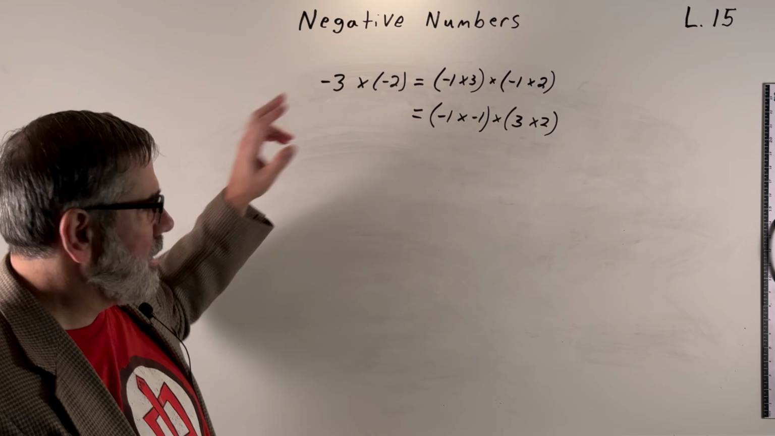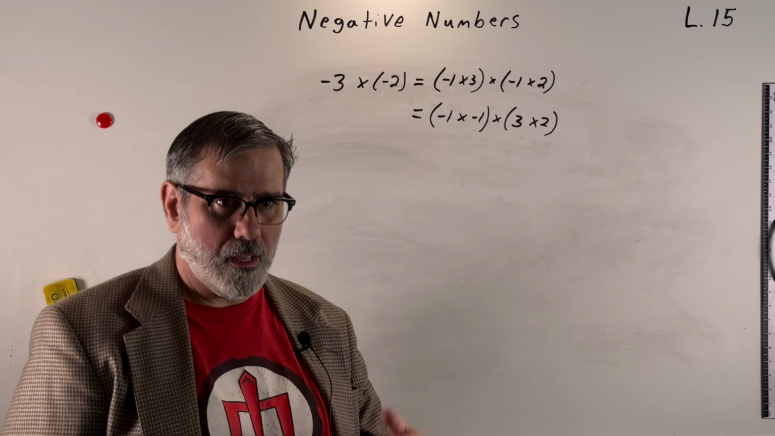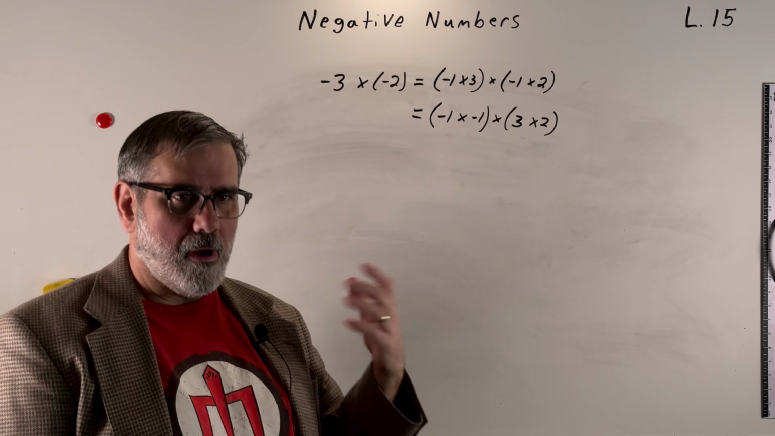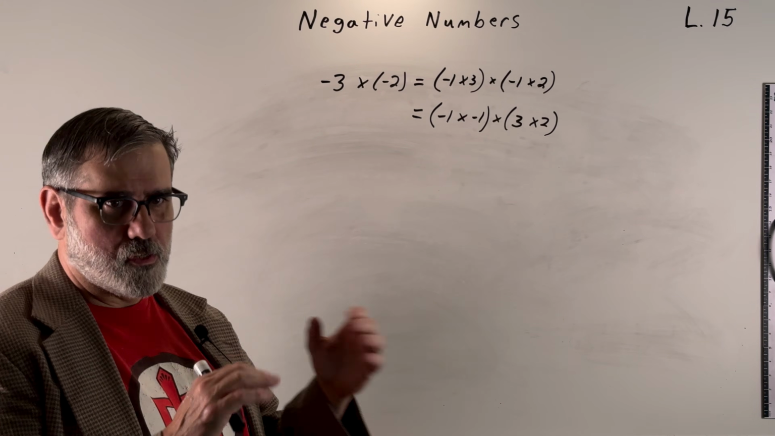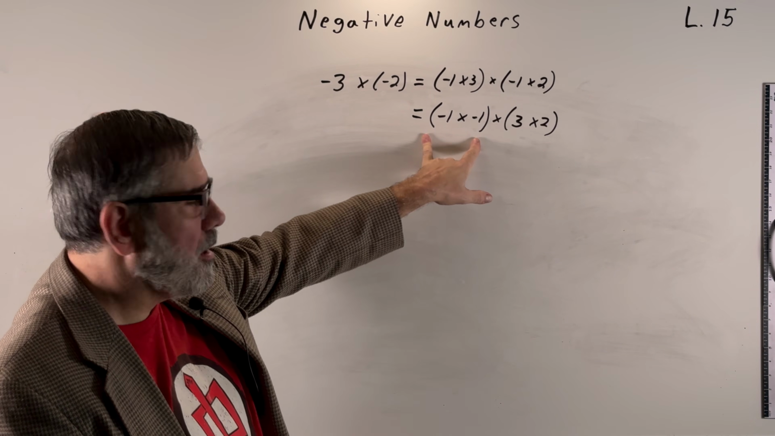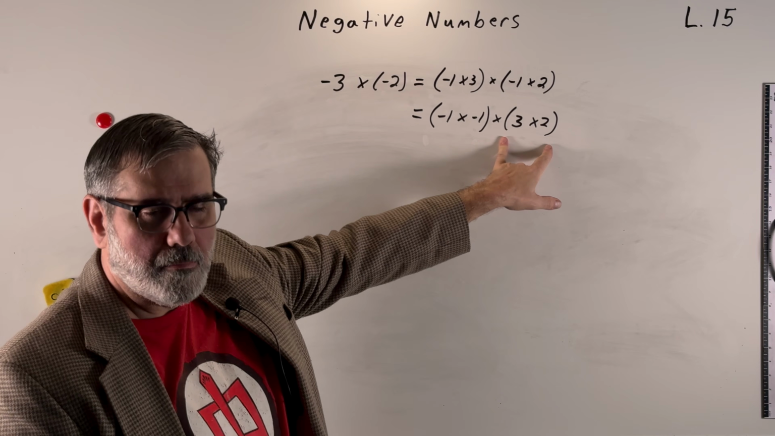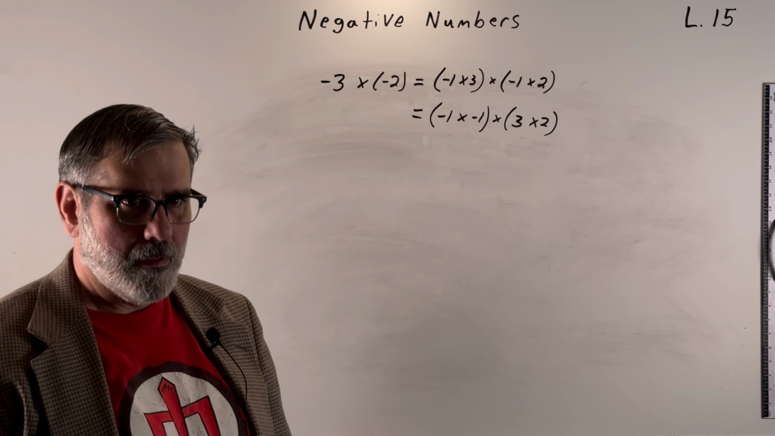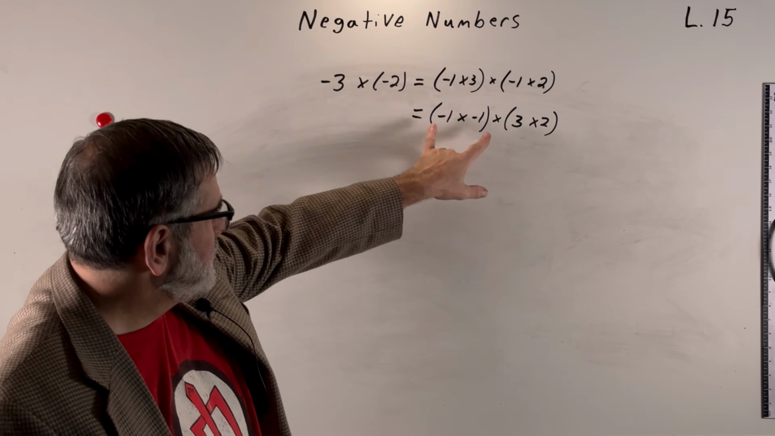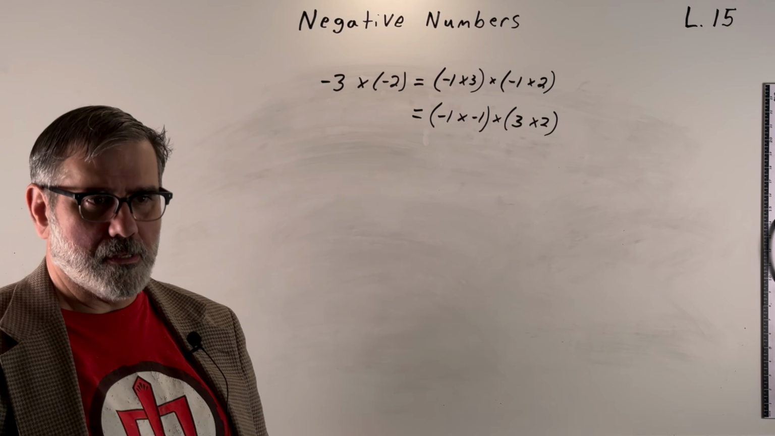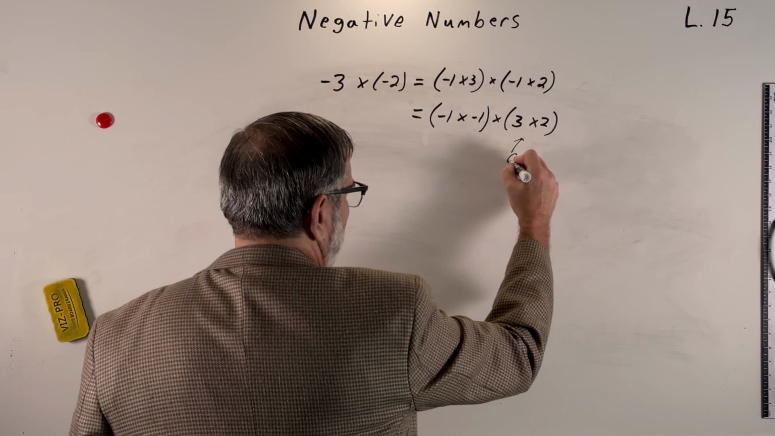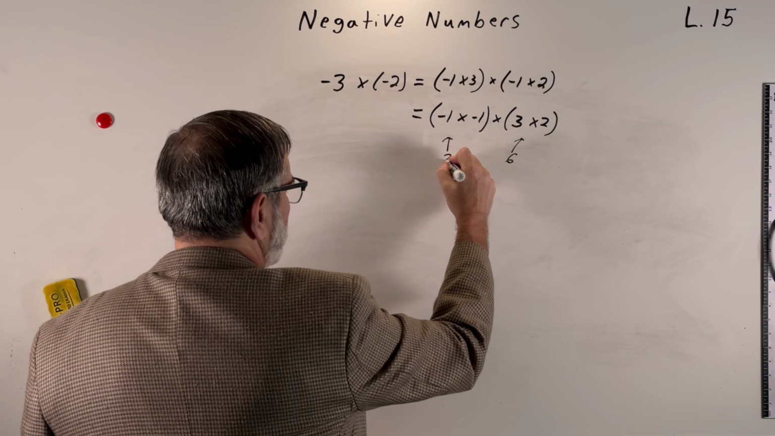I first recognize that -3 means -1 times 3, and -2 means -1 times 2. And then I use the associative property to just group the minus sign problem together and the positive sign problem together. Now, I know how to do 3 times 2. That's 6. All that's left is to deal with this -1 times -1 business. This part is just 6. This part is what we don't know yet.